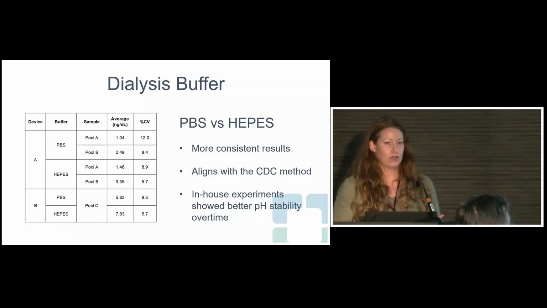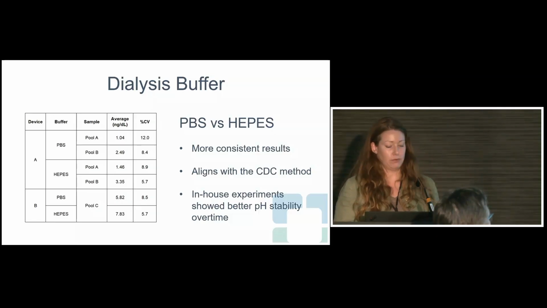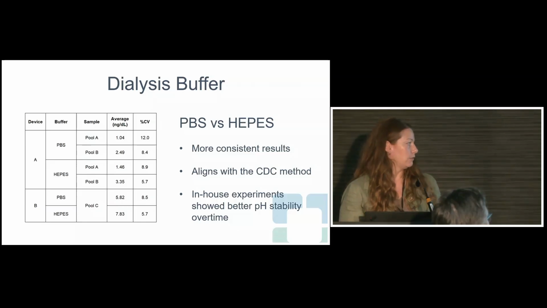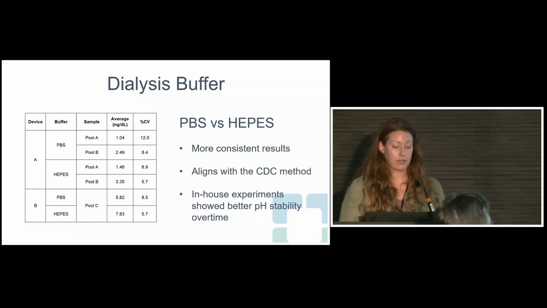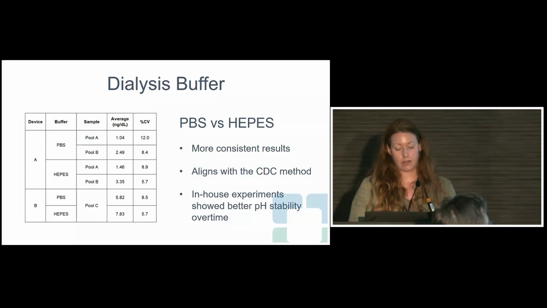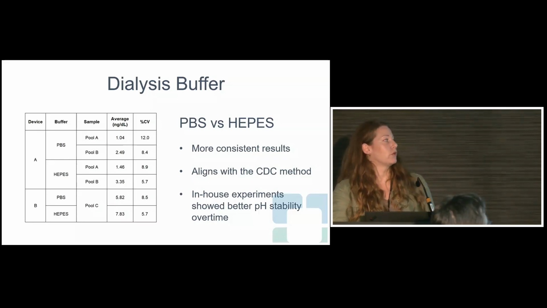We also needed to look at dialysis buffer. There's really two main ones, phosphate buffered saline and HEPES buffer. This is a table that we used early on in method development. We looked at different devices with the different buffer using specimen pools. We ultimately went with the HEPES buffer. The HEPES buffer performed better with both devices and offered less variability, and so we went with that.